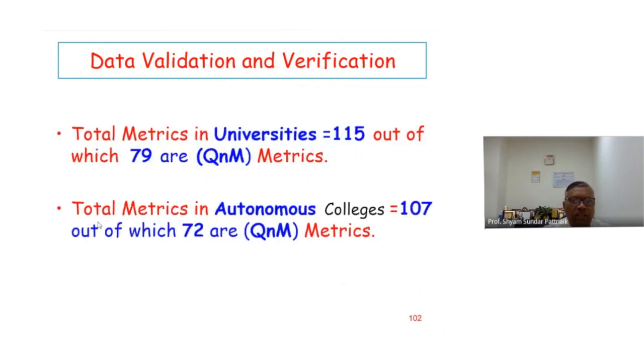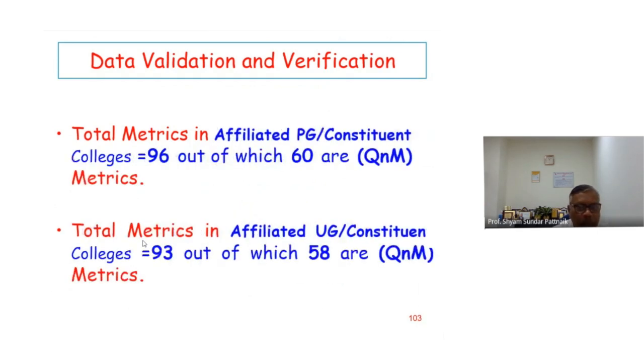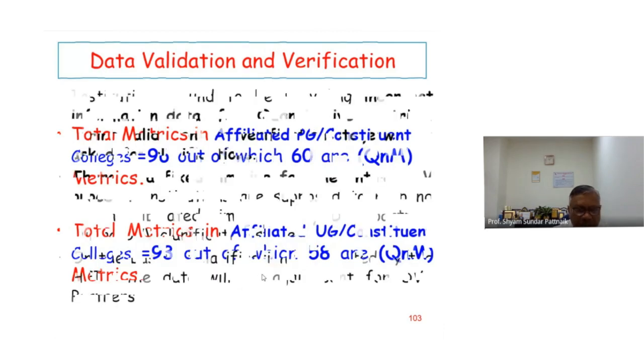So when you are doing data validation and verification, you will see that the data will be validated for 79 quantitative metrics. The total metrics in universities are 115, out of which 79 are quantitative metrics. So the data will be validated for these 79 quantitative metrics. Similarly in autonomous colleges, 72 quantitative metrics will be validated. In affiliated colleges it is 60, and for the UG program, it is 58.